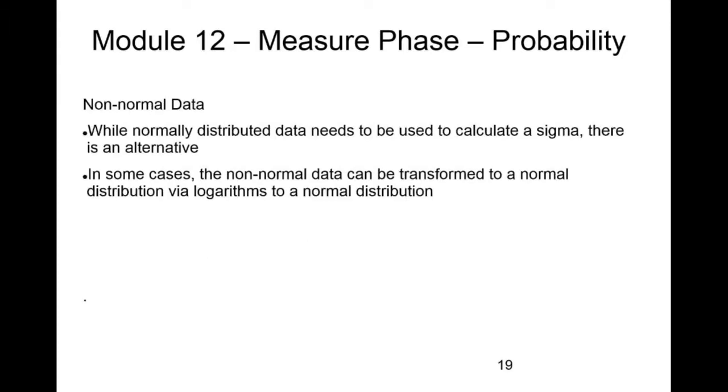Non-normal data. While normally distributed data needs to be used to calculate a sigma, there are alternatives if you are faced with non-normal data. In some cases, you can transform your non-normal data into a normal distribution via the use of logarithms. If you're interested in doing so, you can look up the formula for that.